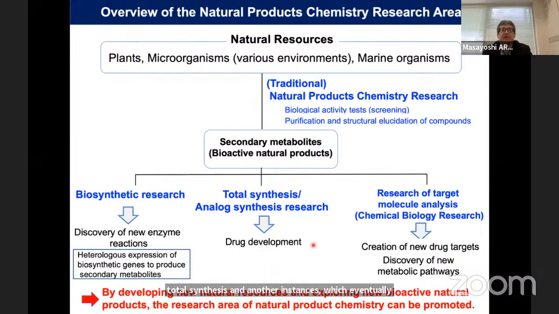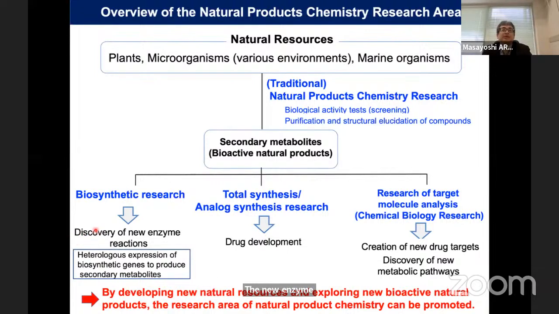Another study investigates the mechanism of action and target molecule of isolated bioactive compounds, known as chemical biology research. This study contributes to the discovery of new drug targets and new metabolic pathways in the body. The last one is biosynthesis research, which, for instance, in the case of microbial secondary metabolites, investigates the enzymatic reactions responsible for producing the compound within the microorganisms. This type of research can discover new enzymes or enzymatic reactions.